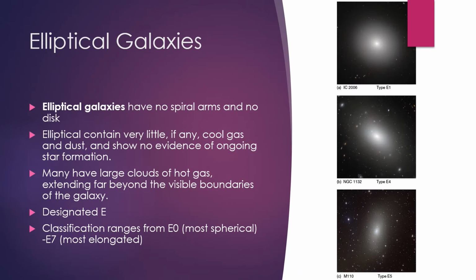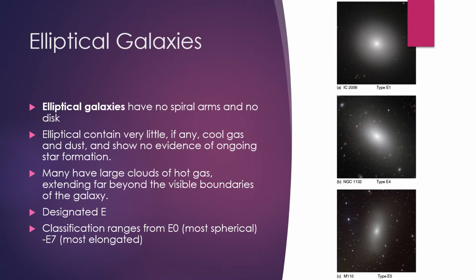Elliptical galaxies have no spiral arms and no disk, but they come in many, many sizes, from giant ellipticals of trillions of stars down to dwarf ellipticals of fewer than 1 million stars. Ellipticals also contain very little, if any, cool gas and dust, and show no evidence of ongoing star formation. Many have large clouds of hot gas extending far beyond the visible boundaries of the galaxy.